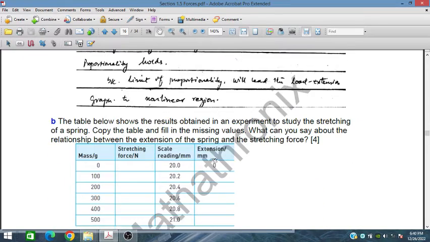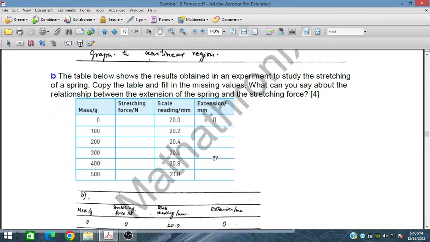region. So part B. A table below shows the results obtained in an experiment to study the stretching of a spring. Copy the table and fill in the missing values. What can you say about the relationship between the extension of the spring and the stretching force?